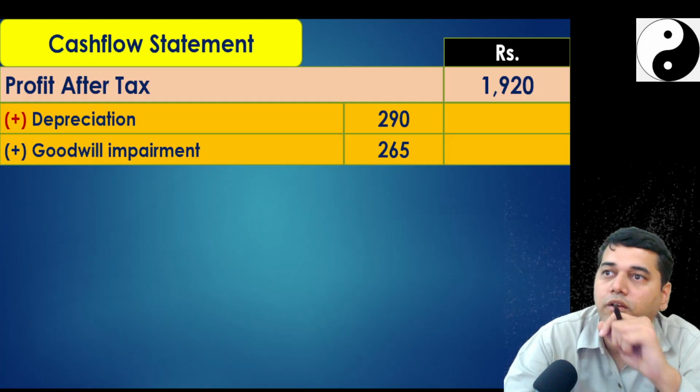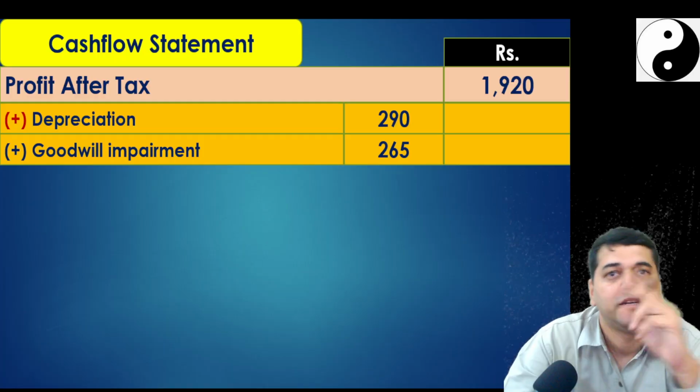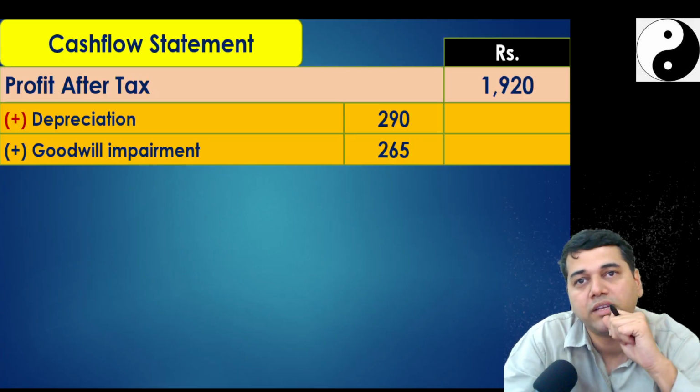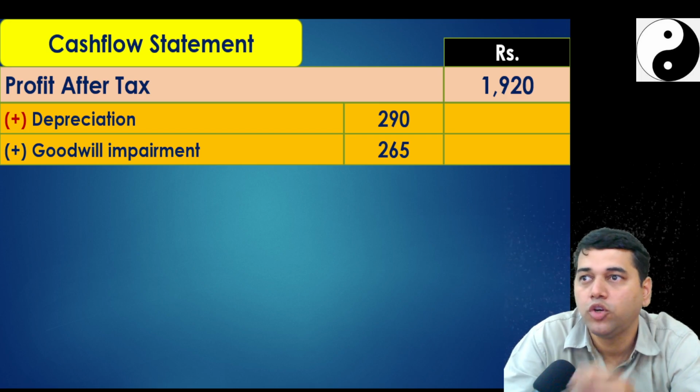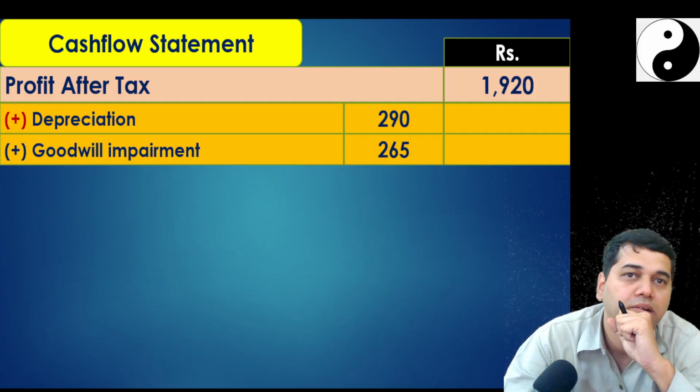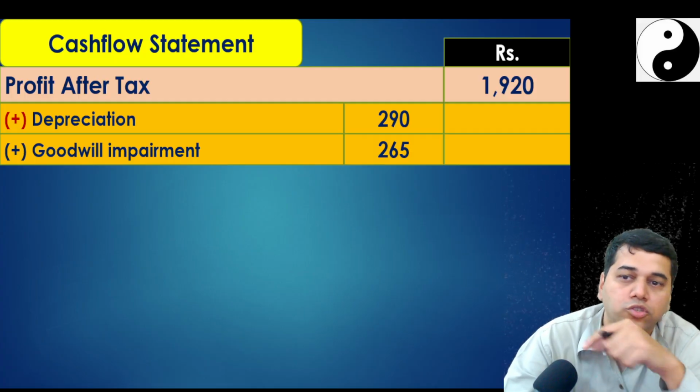Did you add back goodwill impairment 265? Why? What accounting entry did you pass for goodwill impairment? Did you take that goodwill impairment to the balance sheet or the P&L account? What is the accounting entry? Impairment expense account debit to goodwill. That's why you removed goodwill. Impairment expense, where did you take it? P&L, no. Should you not add it back?